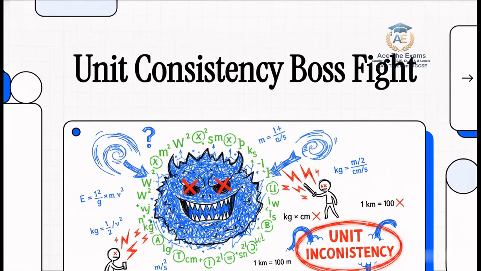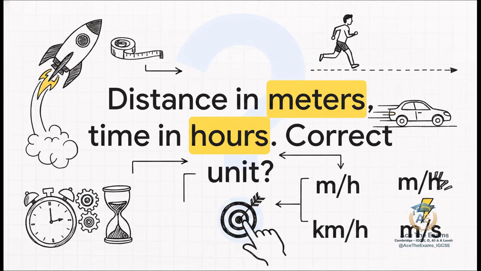Unit consistency. You could memorize literally every energy transfer and power equation out there, but if you step into this trap, your flawless physics knowledge absolutely will not save your final grade. Okay, let's test your armor right now.